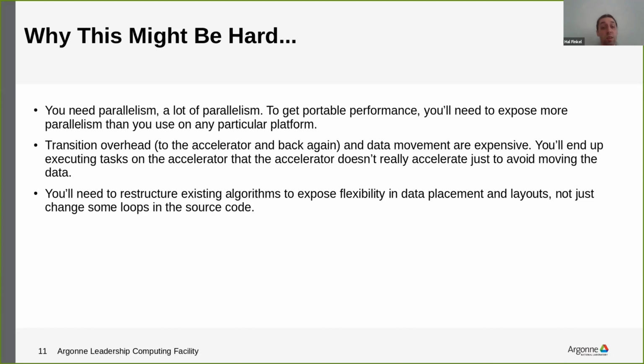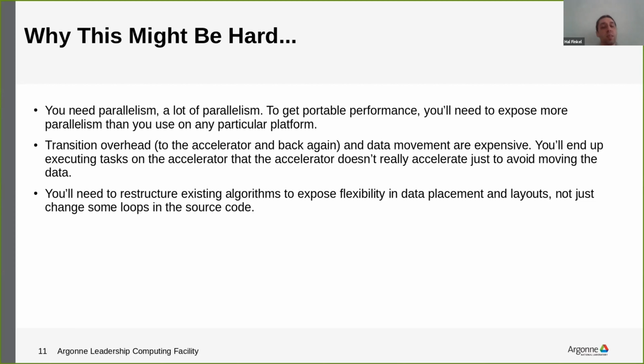Other factors that need consideration are transition overheads. The data needs to be moved between different accelerators and the host, of course, between different nodes on a large-scale system. And there's a trade-off there between what you compute and where you compute it. We've often found that we execute tasks on accelerators such as GPUs, not because the GPU actually accelerates that particular task, but because moving the data back to the CPU would be more expensive than computing it on the GPU.